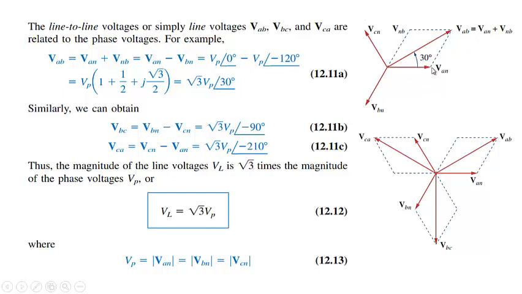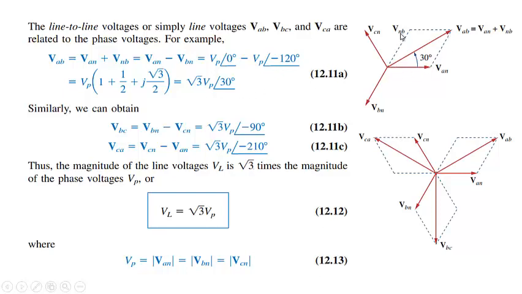This is VAN and this is VBN. This is minus VBN. So we can add VAN and we can add minus VBN, or VNB. We have to add VAN and VNB. VNB is the minus of VBN, so it will be like this. When you add them, you get this value. So this is VAN plus VNB. It is at an angle of 30 degrees from VAN. That is why, and this is its magnitude.